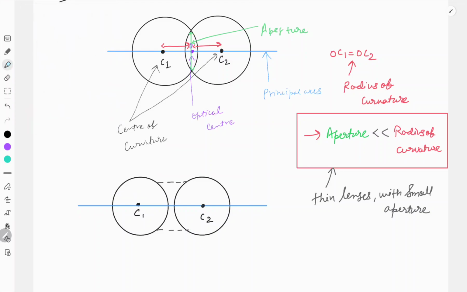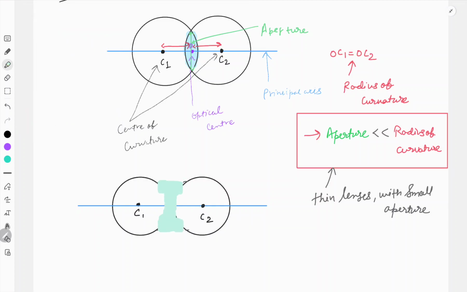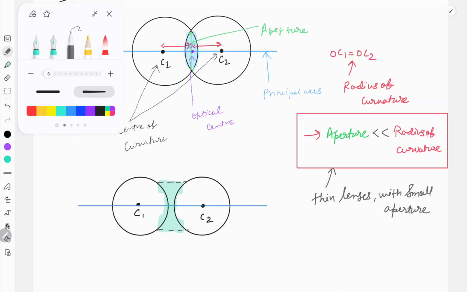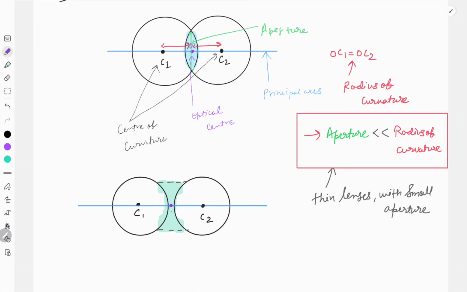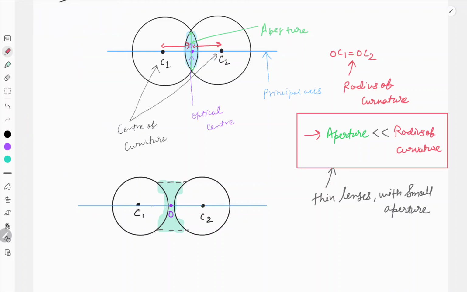Let me highlight the portion where the lens actually is. So this is the convex lens, and this is our concave lens. Okay, so let's see the other terms. Our O, which was represented by this purple point, is here, which is the optical center, right? And then our radius of curvature, which is OC1 and OC2, which are equal.